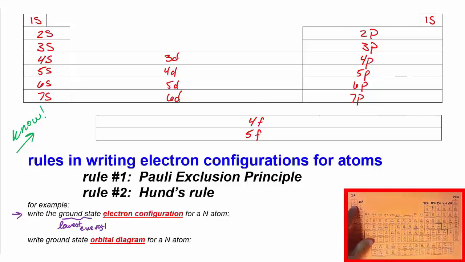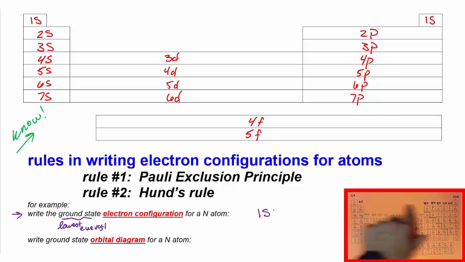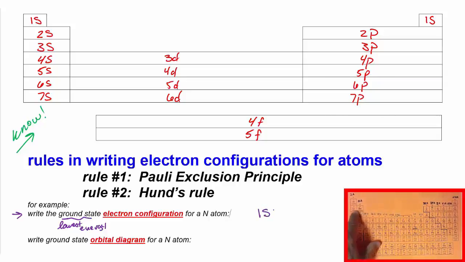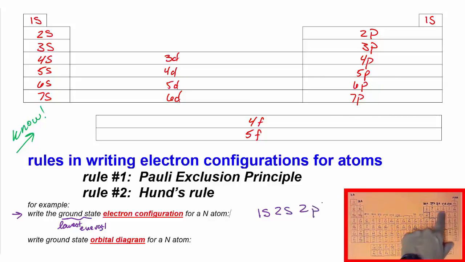So where do we start? Well, we start with number 1. What are we filling first? 1s. And then what do you fill next? You fill 2s. Then what do you fill? 2p. But we don't need to keep going because nitrogen is within the 2p. Now let's just add the electrons.